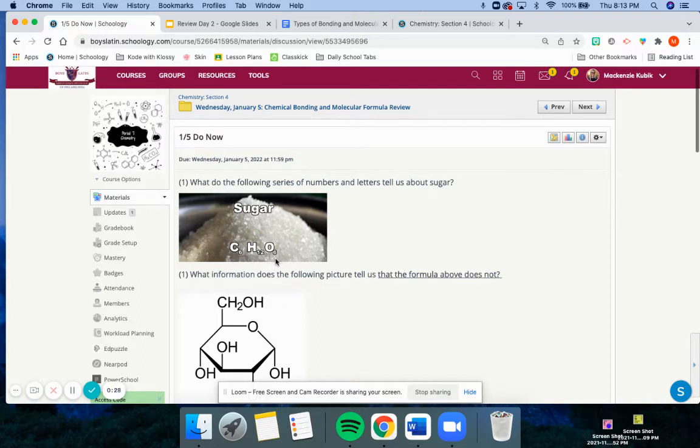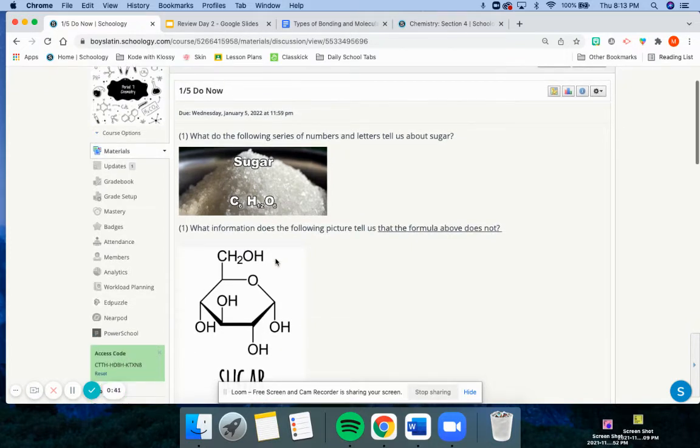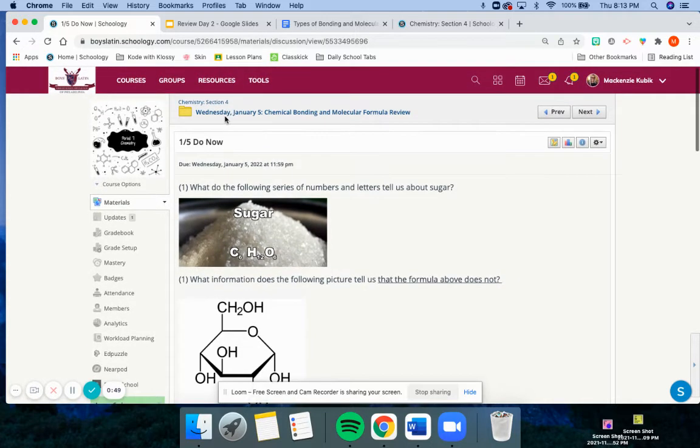C6H12O6. Bonus points if you remember what this combination of letters and numbers is called, what the scientific name or term is for this combination of numbers and letters. And then the second question is, what information does this picture give you about sugar that the formula above does not? Okay, so again, make sure you're answering both parts of that question for full credit.